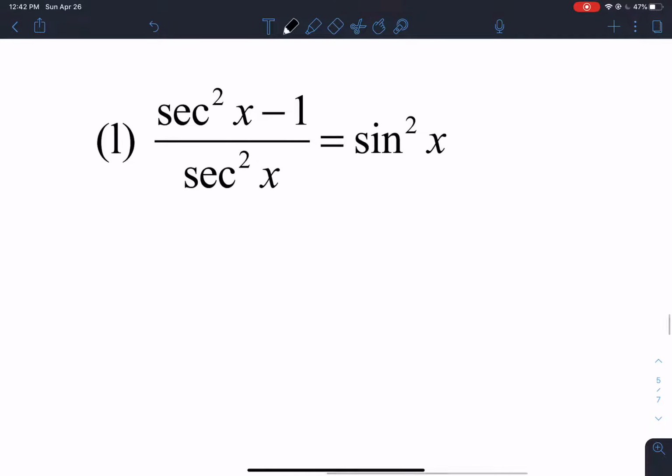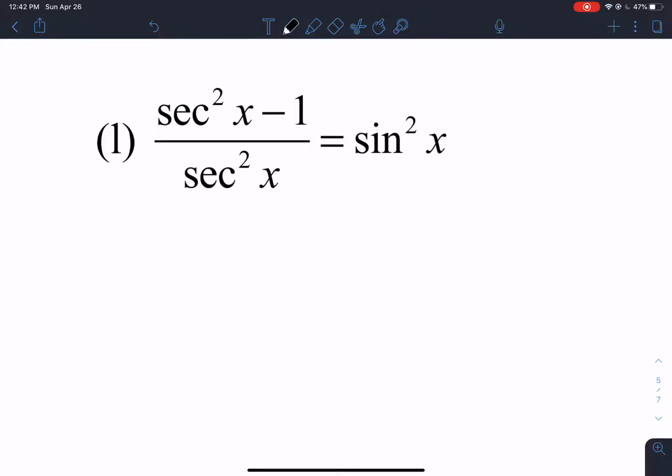Okay, so for letter L, there's probably a couple ways we could do this. I'm thinking you could change the top to make it tangent squared. That's perfectly fine. All right, what's another way?